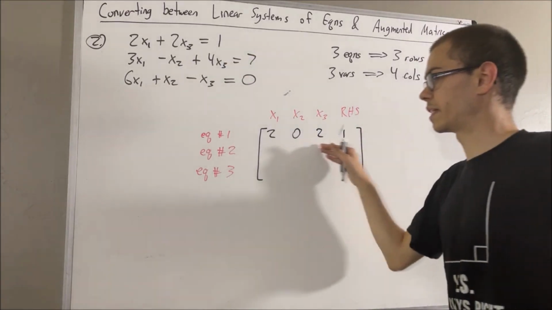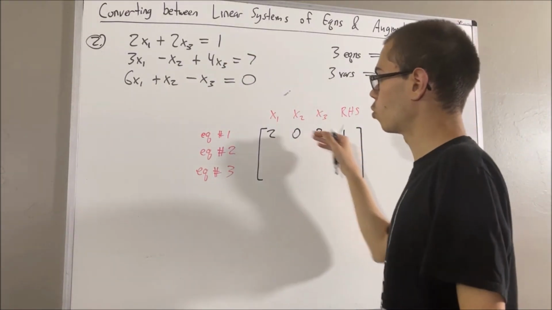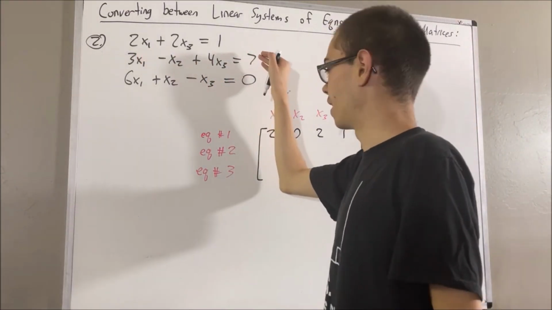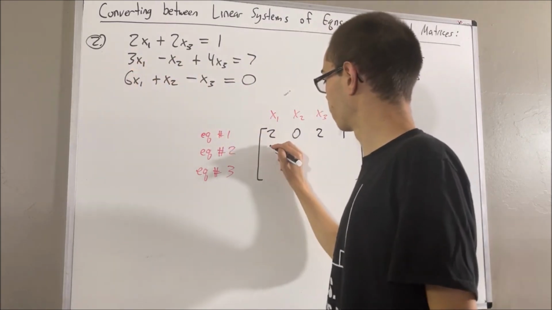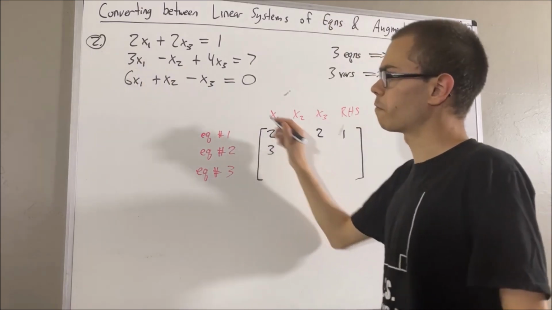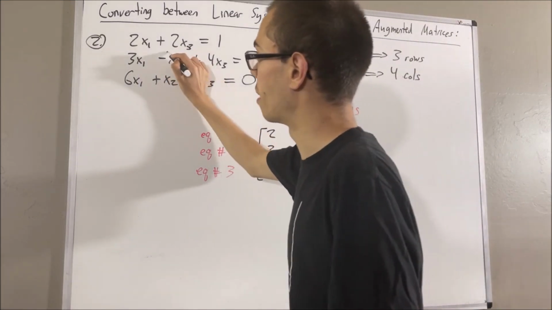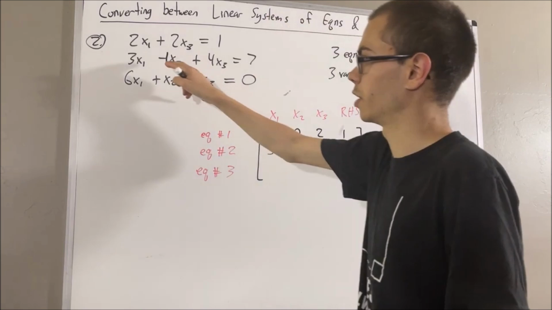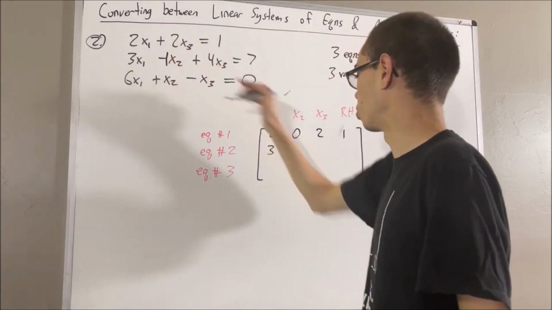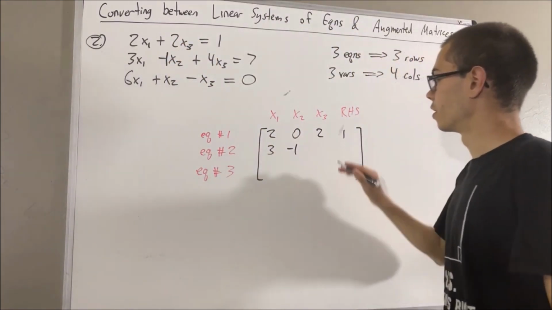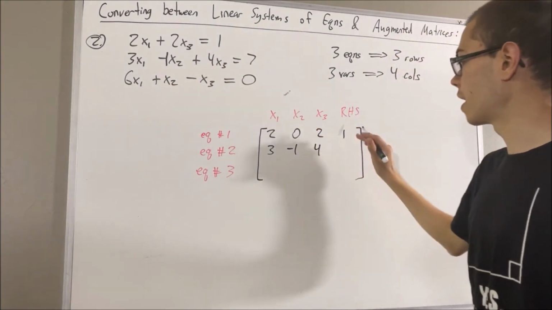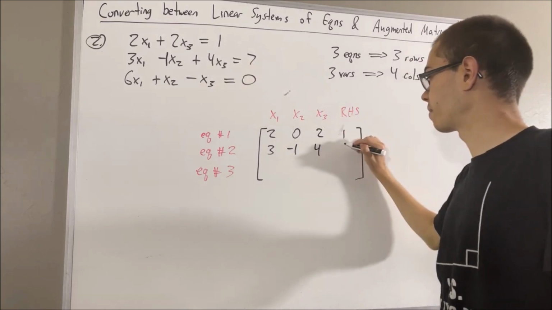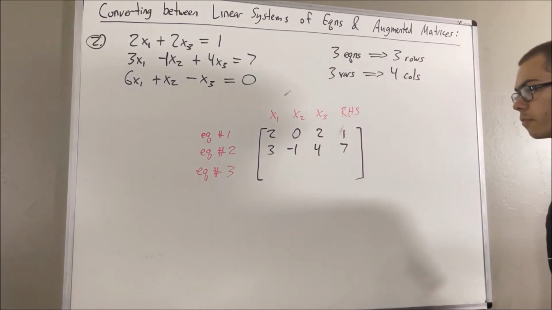Now let's move on to the second row. Now in the second row, we're looking at our second equation. And to start, the coefficient in front of x1 is a 3. The coefficient in front of x2 in this case is a -1, right? Because technically there's a 1 there. So it's -1. The coefficient in front of x3 is 4. And the number on the right-hand side is a 7.